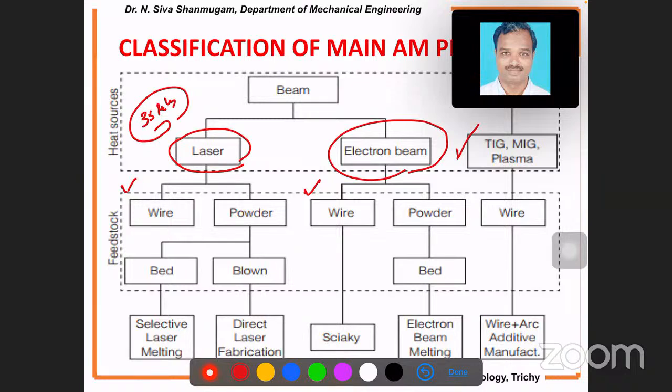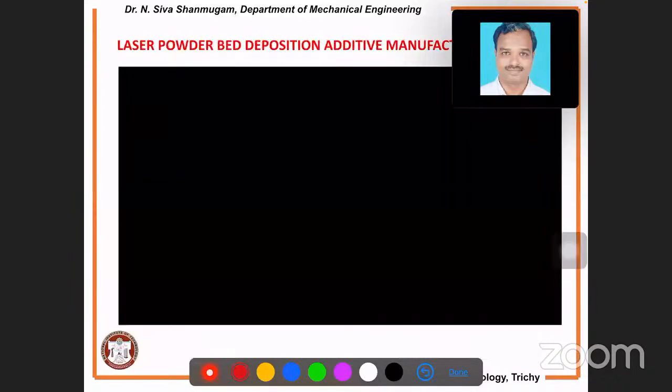Okay. So TIG, MIG, plasma. You can use any power source, a TIG welding power source, a MIG welding power source, or a plasma. You can use wire as a feedstock and you end up with the wire arc additive manufacturing process.